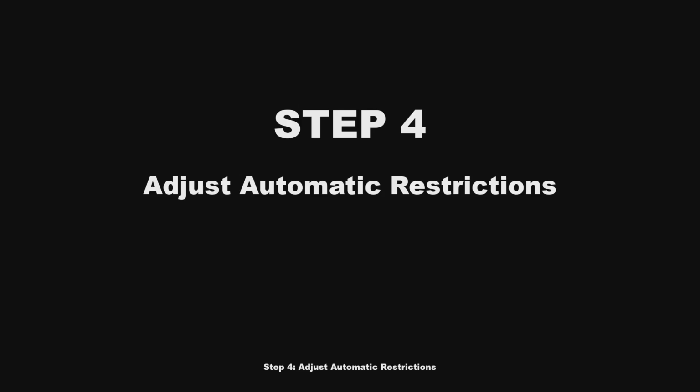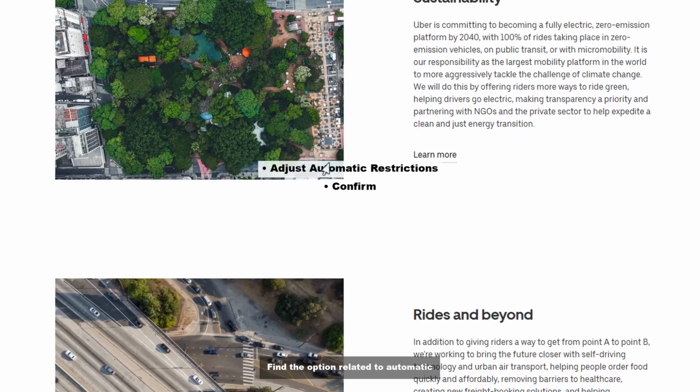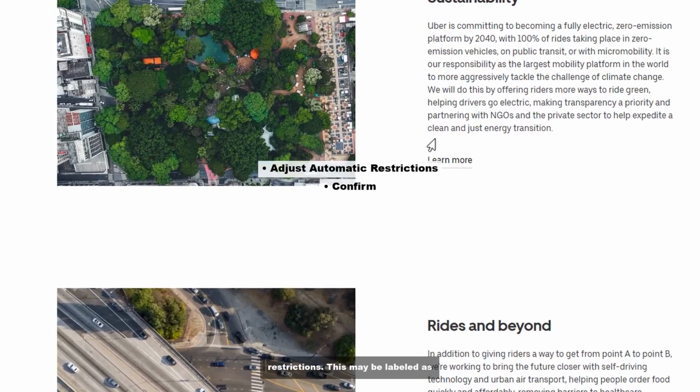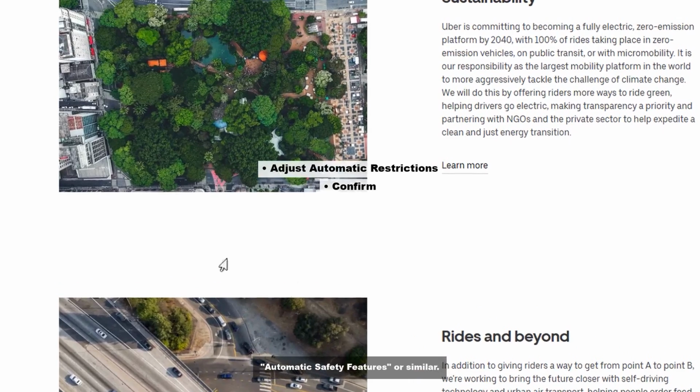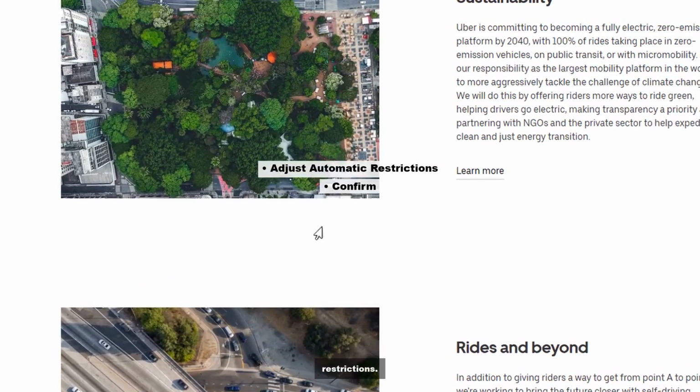Step 4. Adjust automatic restrictions. Find the option related to automatic restrictions. This may be labeled as automatic safety features or similar. Toggle the setting to disable automatic restrictions.